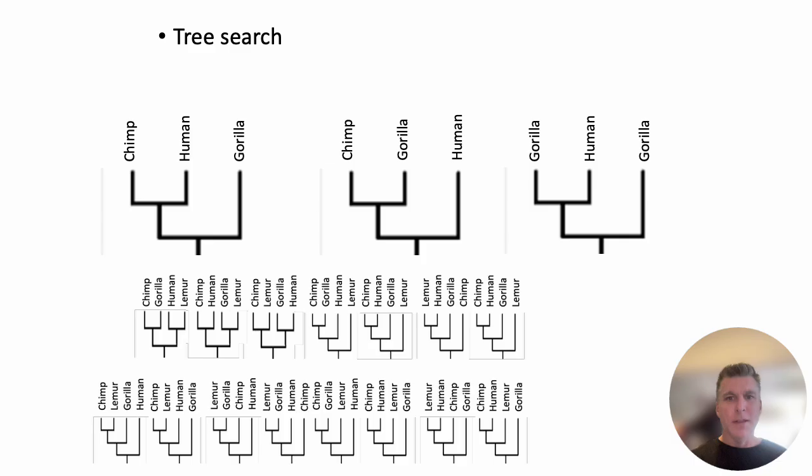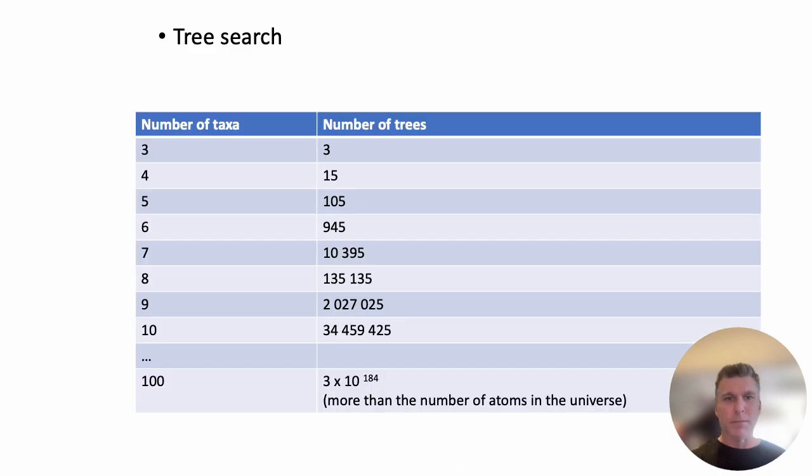right? That keeps going. For 3 taxa, the number of trees is 3. For 4, it's 15. For 5, it's 105. 6 is 945. This is an exponential increase, right? The numbers of taxa are increasing linearly. You're just adding 1. And the number of trees is increasing by a multiplier each time. This becomes intractable really quickly.